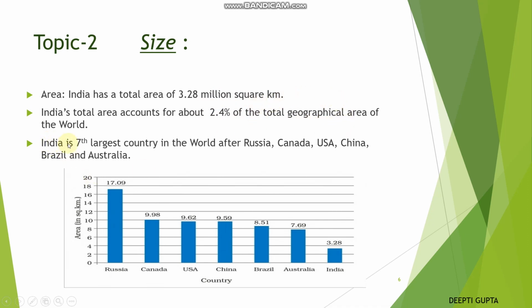And India is the 7th largest country in the world after Russia, Canada, USA, China, Brazil, Australia, and finally we have our India at the 7th position. So, India is the 7th largest country in the world. Coming to the next slide.